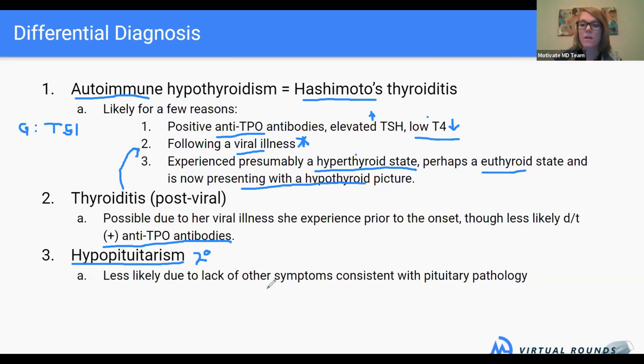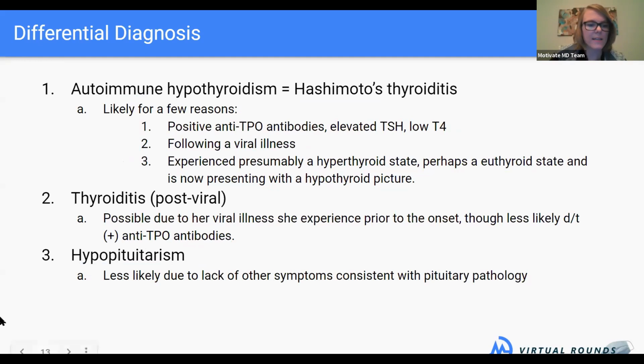Classically, if there's a pituitary tumor, a lot of times you'll lose your peripheral vision, things like this. Will we see a low TSH with low T4? Absolutely, that's exactly right. We see low TSH, low T4.